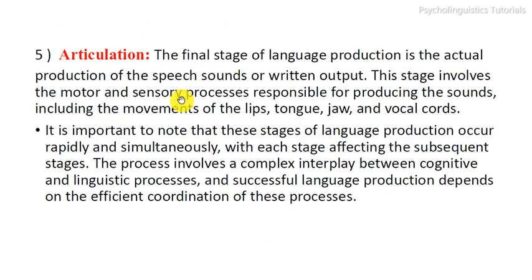Okay, the fifth and the last one is articulation. The final stage of language production is the actual production of the speech sounds or written output. This stage involves the motor and sensory processes responsible for producing the sounds, including the movements of the lips, tongue, jaw, and vocal cords.